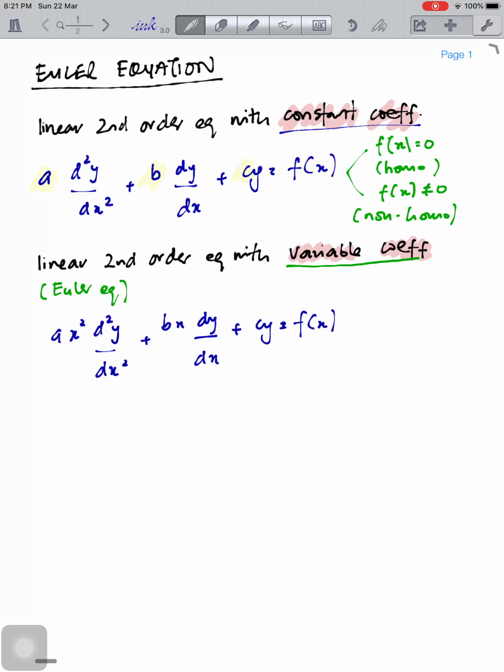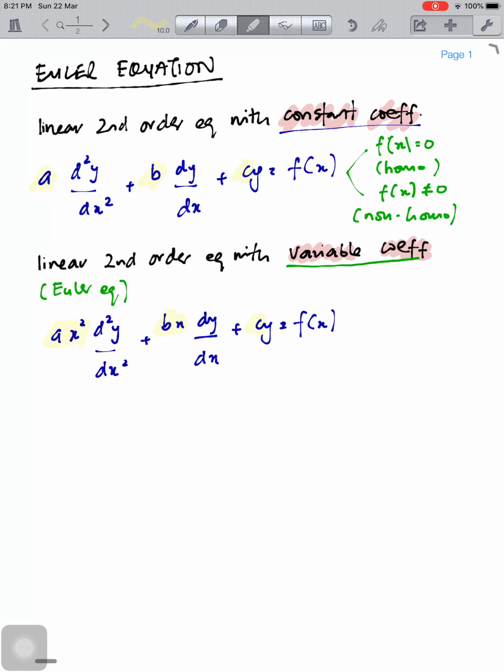If you notice, there is just a slight difference between the Euler equation and the equation with constant coefficient, but because of the slight difference, the way to solve is going to be different as well. For the second derivative, now we have a coefficient of ax squared, which is a variable coefficient because it involves x squared, and the first derivative coefficient is given by bx, and only for y is it a constant coefficient, which is c. So this is the Euler equation form.